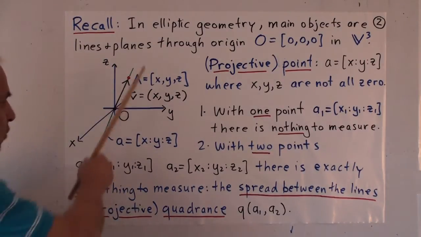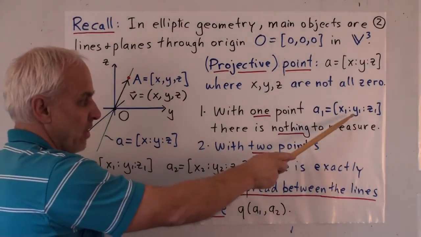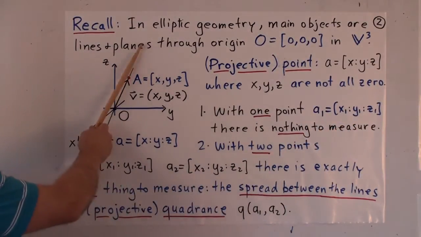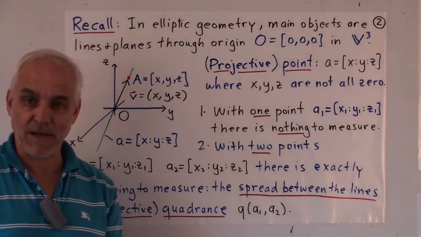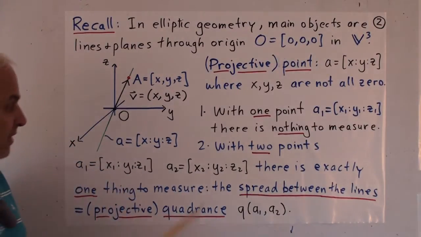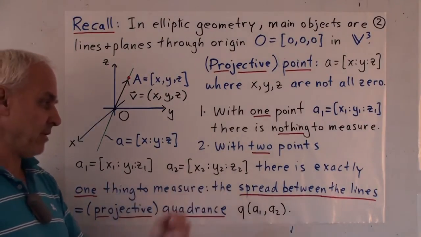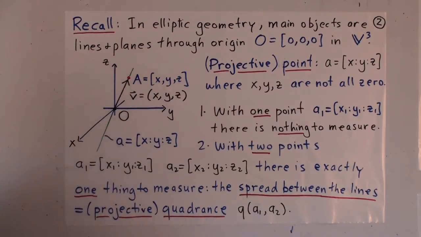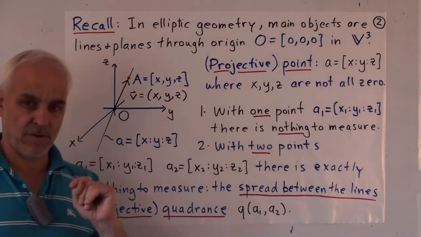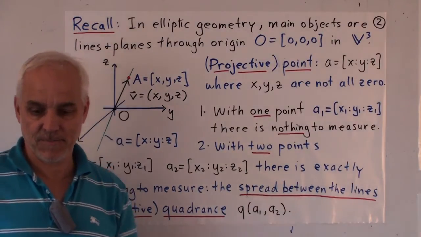All right, so if we just have one projective point, say A1, x1 y1 z1, just that single line in three-dimensional space, then there's nothing to measure. Things get more interesting with 2 points. So we have 2 points, say A1 and A2, with coordinates x1 y1 z1 and x2 y2 z2 given. Then there's exactly one thing to measure, which is the spread between these two lines.